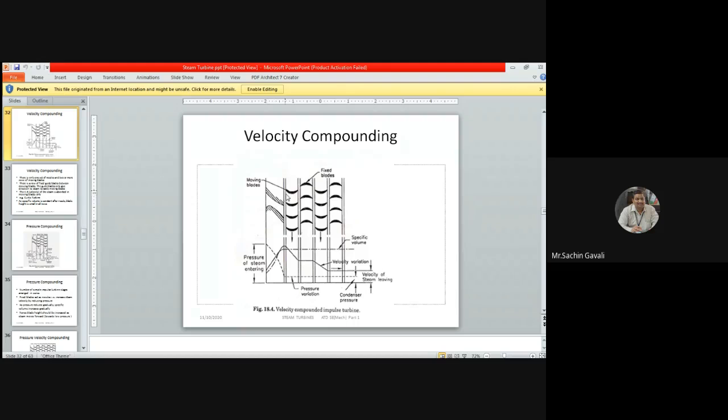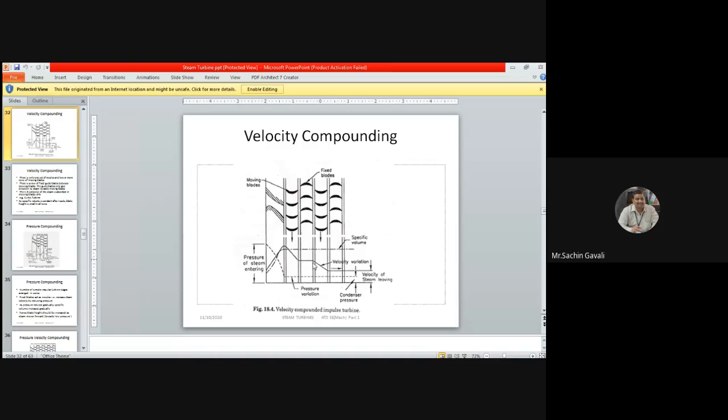After the nozzle, the steam impacts on the moving blade. Pressure remains constant, but the steam exchanges its momentum to the blade, therefore its velocity goes on decreasing. Here the velocity of the blade will increase but the velocity of the steam will decrease. Fixed blades act as guide blades in the case of an impulse turbine. Their only purpose is to guide the steam to the next set of moving blades. So this is going to be the moving blade, concave surface, and this is the moving blade.